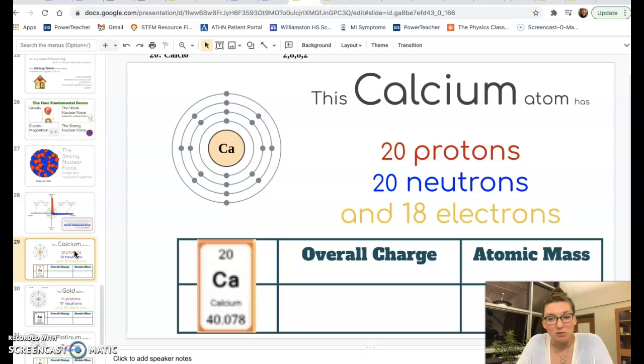So this calcium atom, we're getting a little bigger here. This calcium atom has 20 protons, 20 neutrons, and 18 electrons. So the overall charge is going to be the protons minus the electrons, so it is going to have a positive 2 charge. And the atomic mass is going to be the protons plus the neutrons. So that's going to be 40 atomic mass units. Okay?